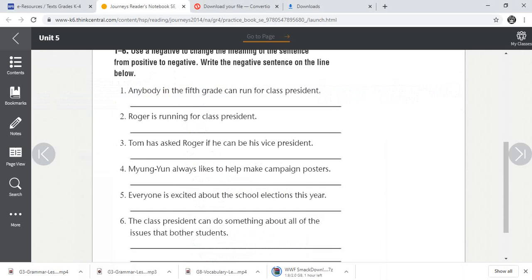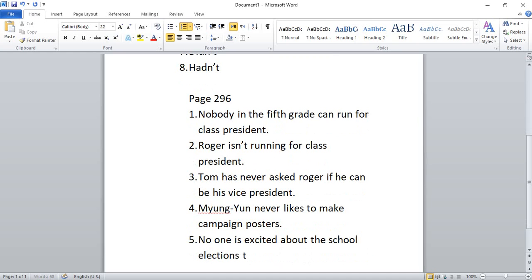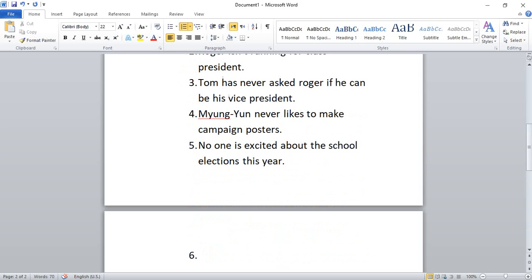Alright, number 5. Everyone is excited about the school elections this year. Or we can say, no one is excited about the school elections this year. Or everyone isn't excited. Okay, so we're going to say no one is excited about the school elections this year. Alrighty, number 6.